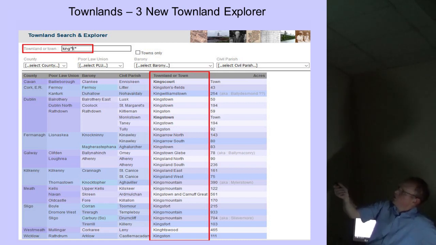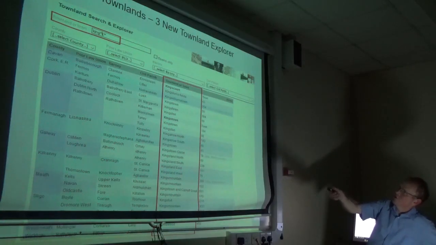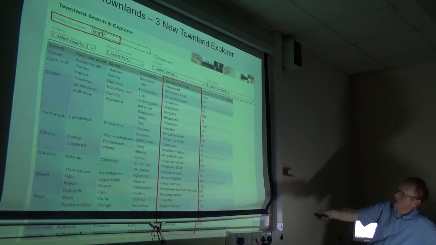This is the one I use the most. This is the new Townland Explorer, and it's going to be stuck with the name new forever probably. So again, repeating the same type of search. I've done King star T star, and I haven't selected a county or anything else. And it groups them in the same way as the Explorer, but it shows all the matches as well.